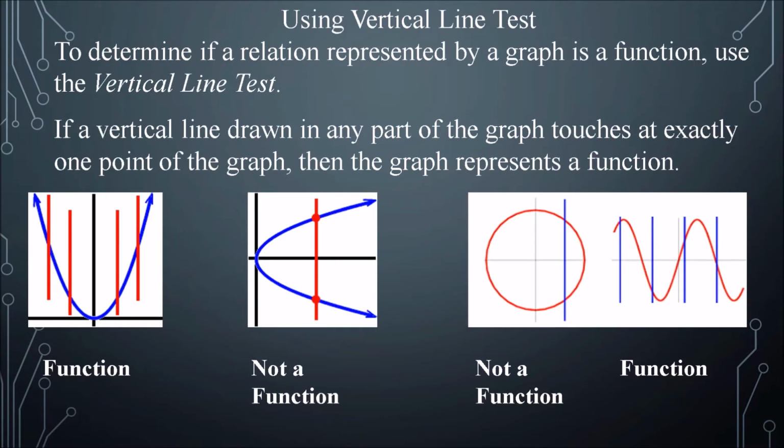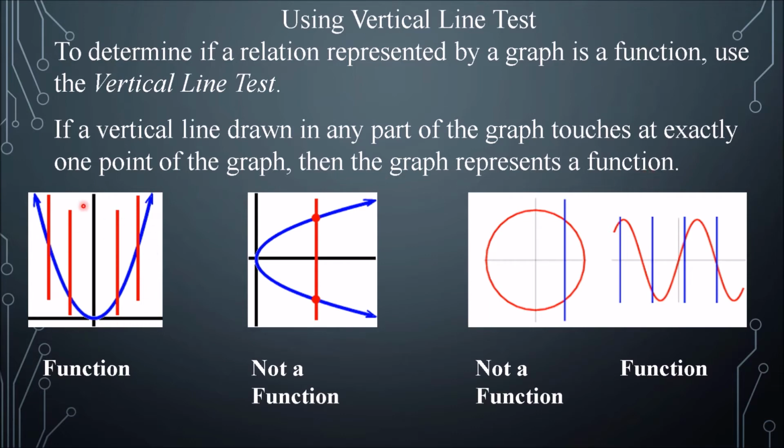Let's have the other one using the vertical line test. To determine if a relation represented by a graph is a function, use the vertical line test. If a vertical line drawn in any part of the graph touches at exactly one point of the graph, then the graph represents a function.